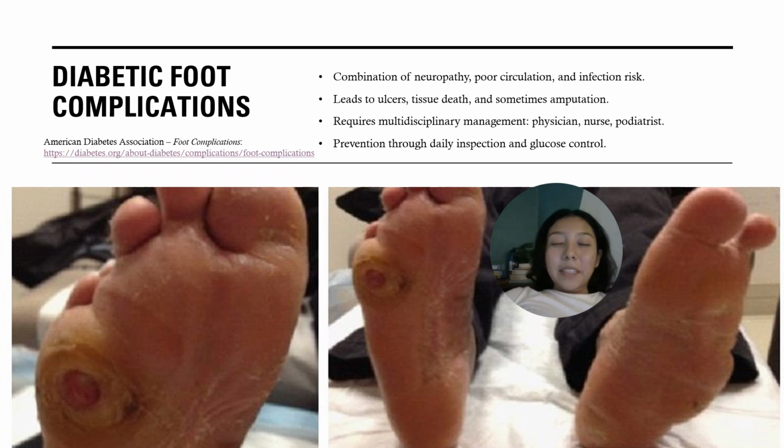Now, diabetic foot complications. This one occurs due to a combination of neuropathy, poor circulation, and increased infection risk. And these factors can often lead to ulcers, tissue death, and obviously in severe cases, as in the picture that I have here, amputation. So managing these complications requires a multidisciplinary approach involving all different types of doctors, physicians, nurses, podiatrists. Prevention here is key because you need to do daily foot inspection, use proper footwear, maintain good glucose control, and significantly reduce the risk of having these horrible issues.